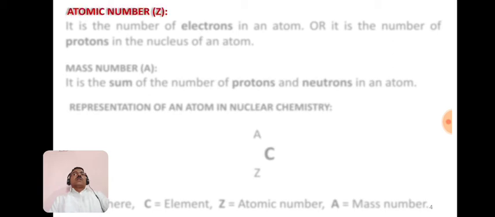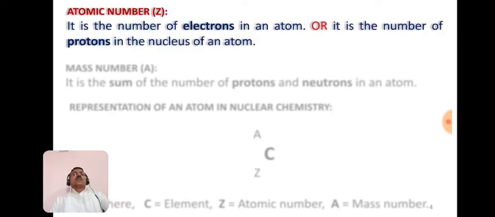Now the next point is atomic number, which is represented by the symbol Z, and it is defined as the number of electrons in an atom, or it is also defined as the number of protons in the nucleus of an atom. So the number of electrons revolving around the nucleus of an atom, or the number of protons present in the nucleus of an atom, is known as the atomic number of that element.